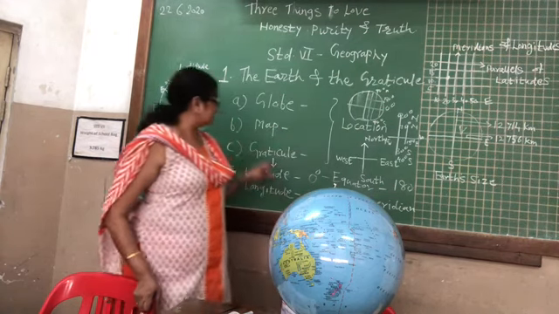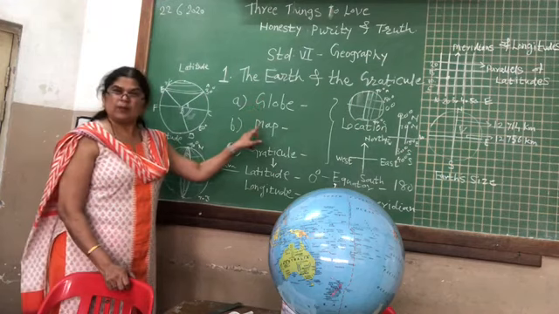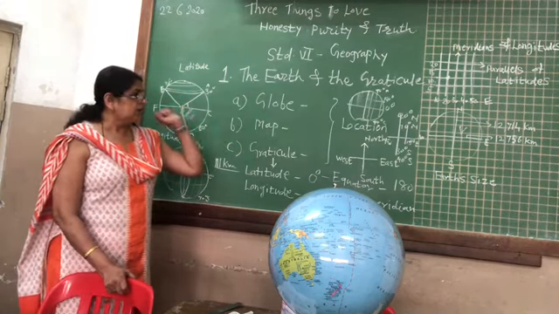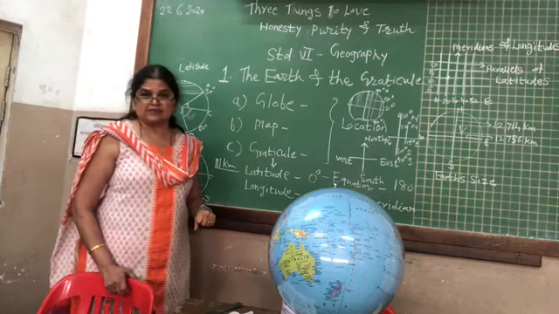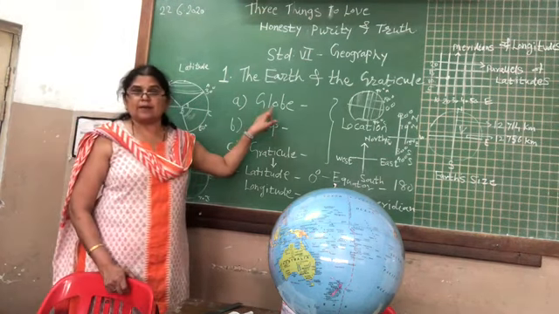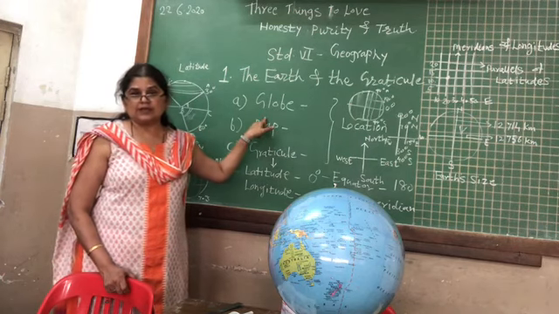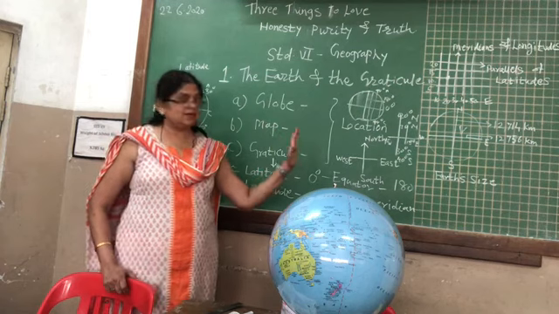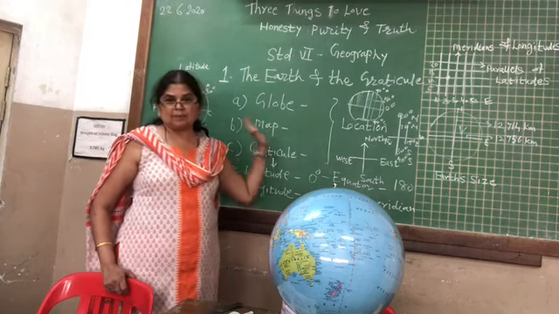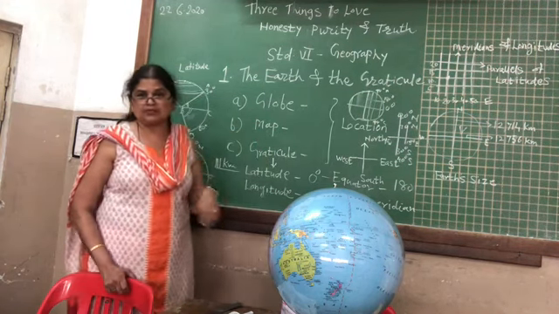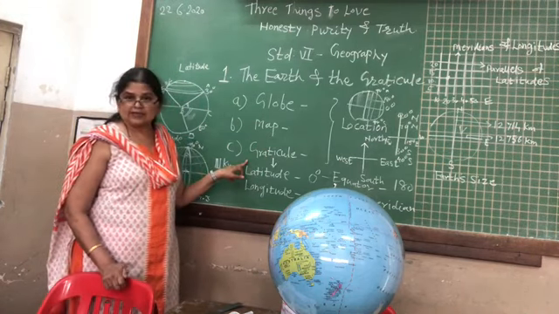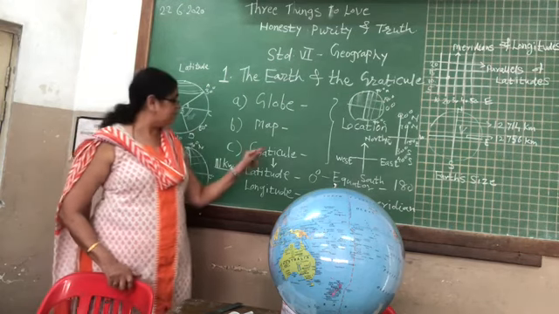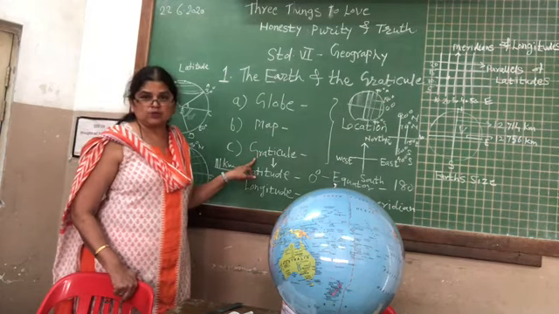And therefore, it is very important that we quickly revise certain important words which we have learned in this lesson. Globe is the replica of the earth. It is a model, the miniature model of the earth. Map is flat. The world represented on a flat piece of paper is called a map. The latitudes and longitudes which are drawn on the map are called the graticule.